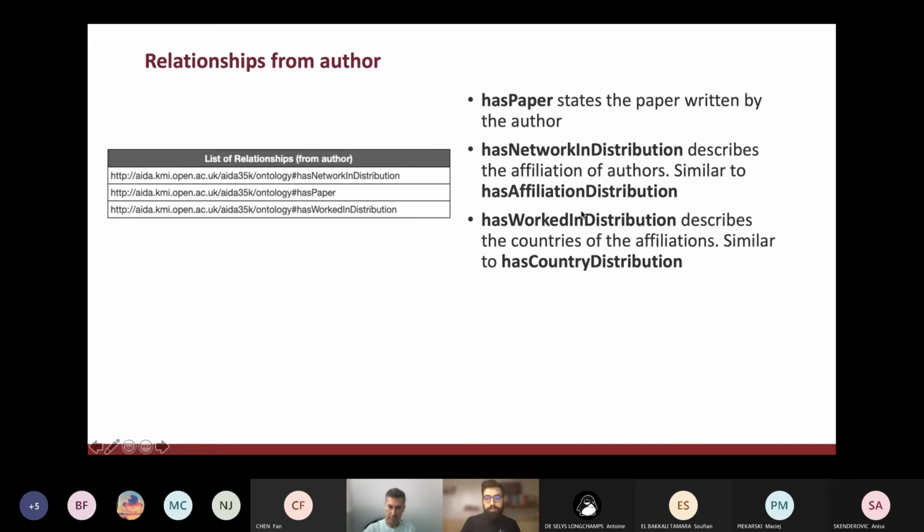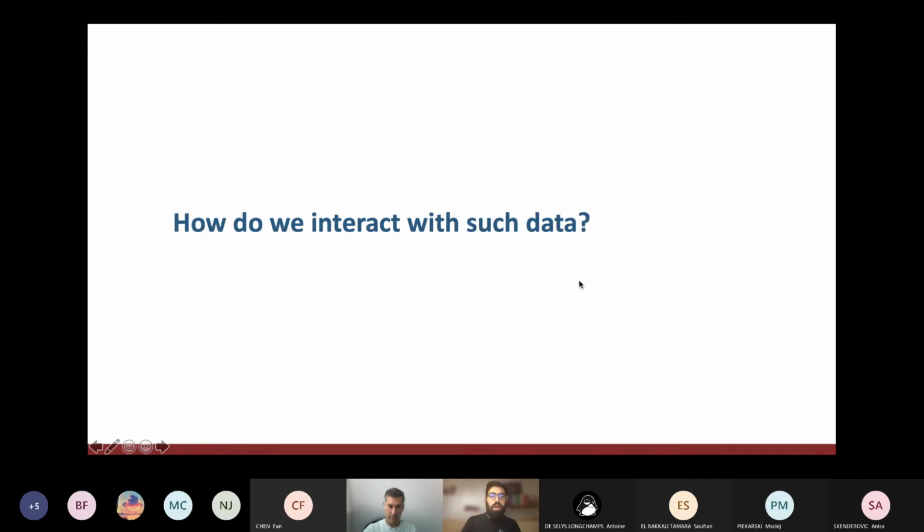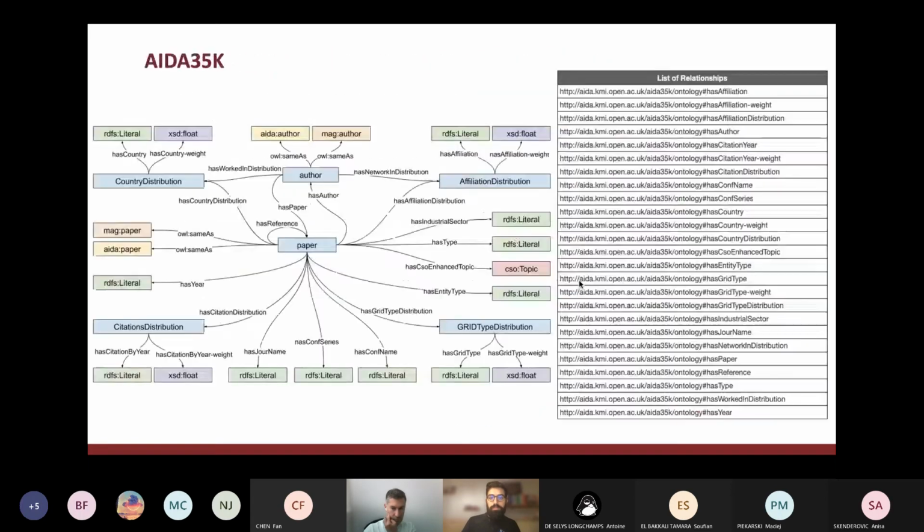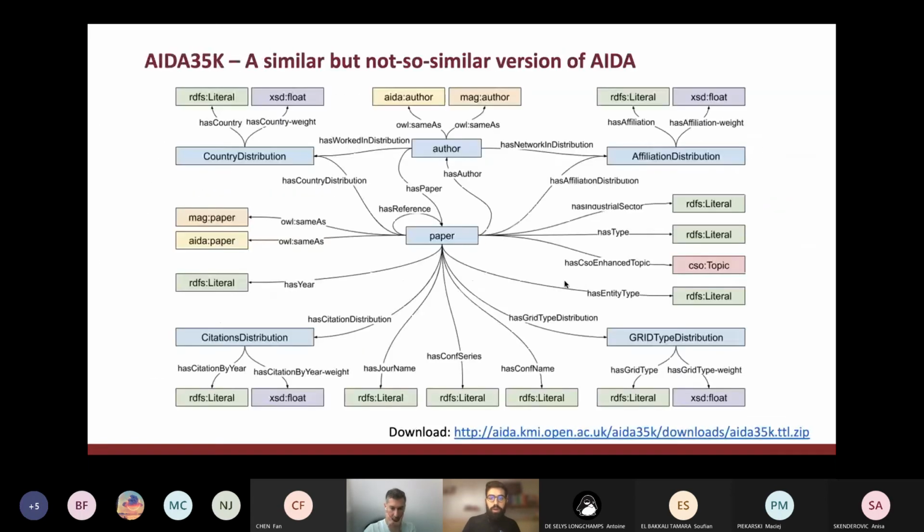Then has got as network in distribution, which is exactly the same as affiliation distribution, and as worked in distribution, which is the same as country distribution. Sorry. So I hope I didn't confuse you too much, but let me go one second here, so that, okay.